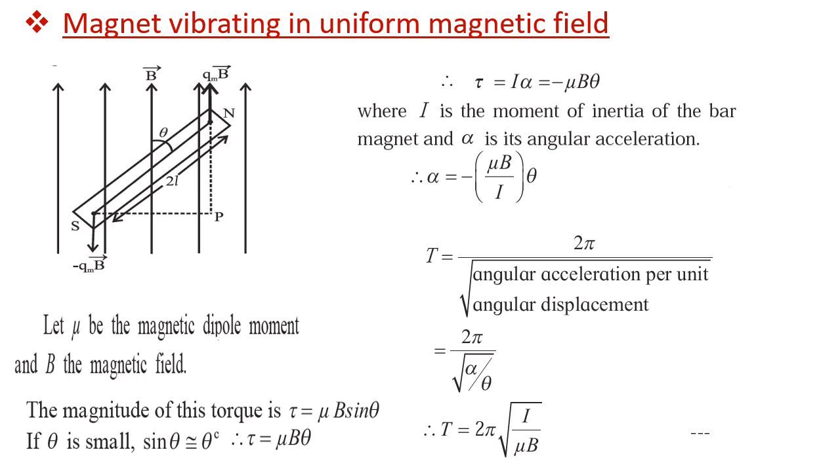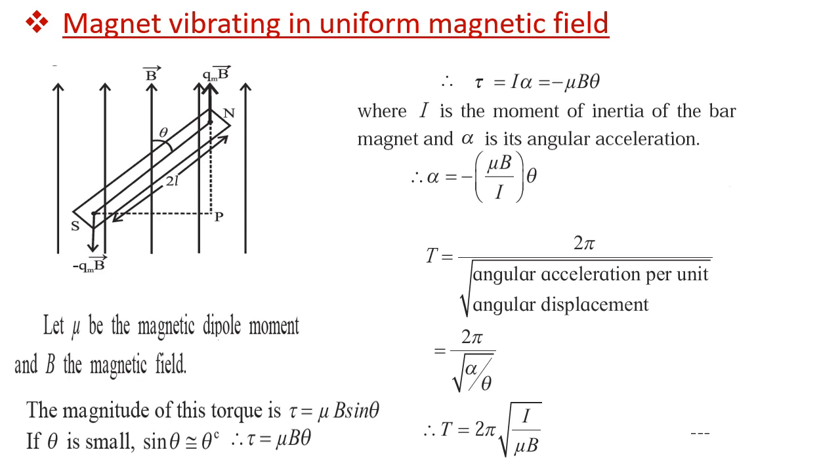So we can say that this time period is directly proportional to the square root of the moment of inertia. It is inversely proportional to the square root of the magnetic field, and also inversely proportional to the square root of the magnetic dipole moment, because 2 pi here in this equation is constant.